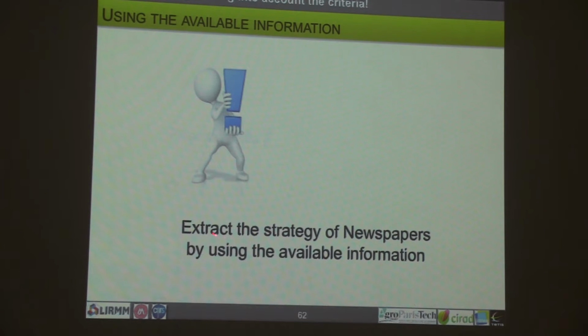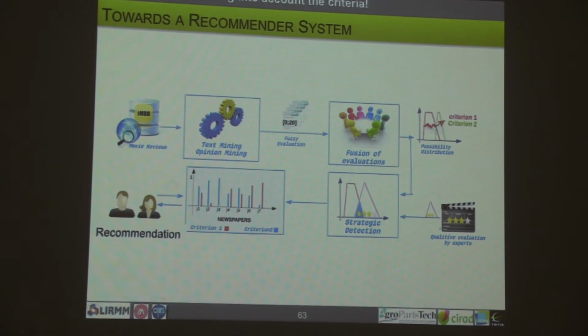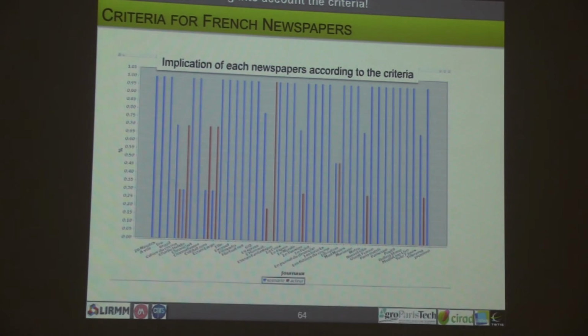So the idea is, I would like only to extract the strategy of newspapers and how they define the different criteria in the newspaper. So you can change the process a little bit, and actually it is the same process: you have a qualitative evaluation by experts, and then you try to detect the strategy of the newspapers. And then you can recommend reading newspapers according to the criteria that you are interested in. And this is the result that you can get.